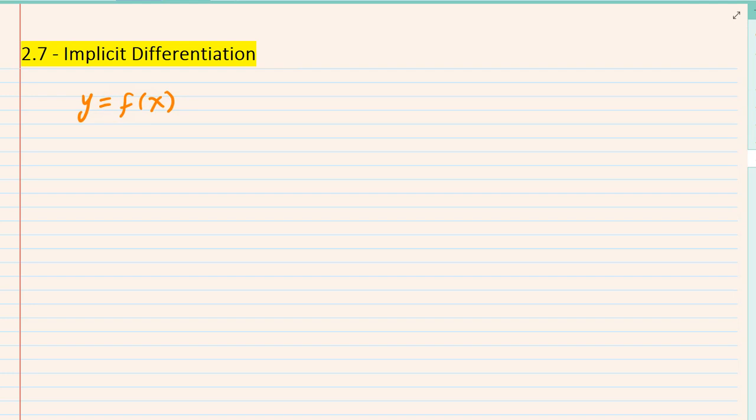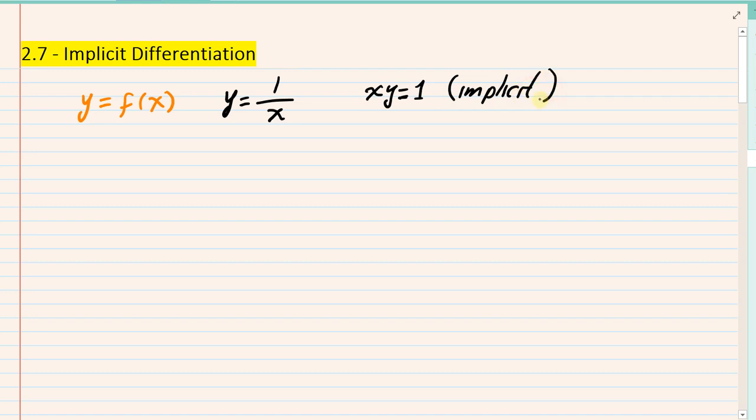f of x. For example, let's say I have something like y equals 1 over x, something very easy. What makes this explicit is that y is isolated by itself and is written explicitly as a function of x. Now if we multiply both sides by x, we get xy equals 1. This is the form of a function that is implicit.